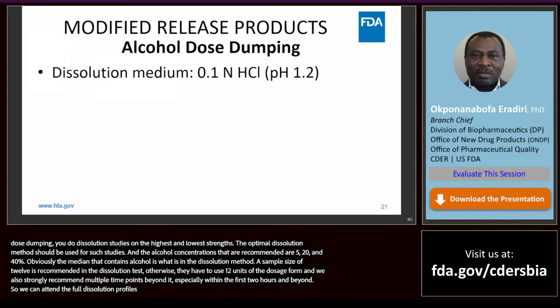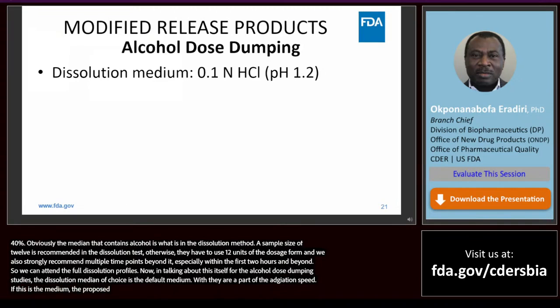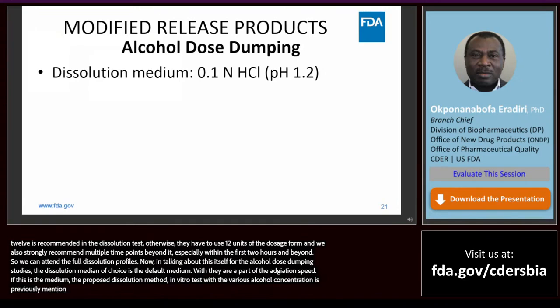Now, talking about the dissolution medium itself for in vitro alcohol dose dumping studies, the dissolution medium of choice is 0.1 normal HCl. That is the default medium, with the appropriate apparatus and agitation speed. If 0.1 normal HCl is the medium in the proposed dissolution method, in vitro tests with the various alcohol concentrations previously mentioned will be sufficient, and that completes the test.